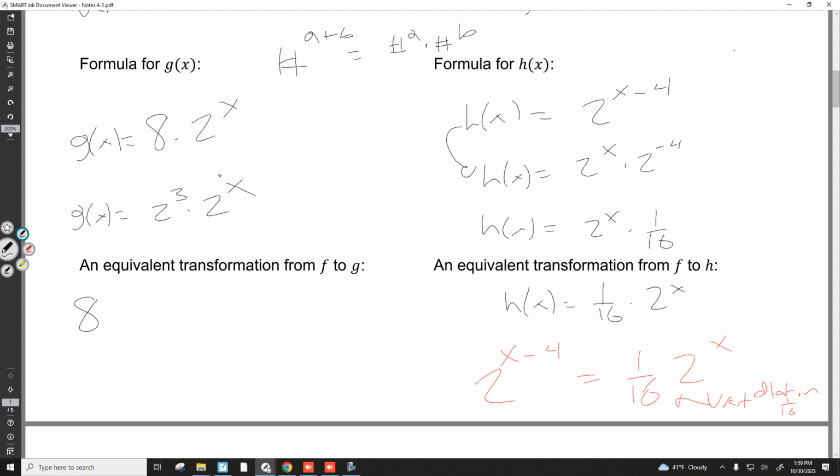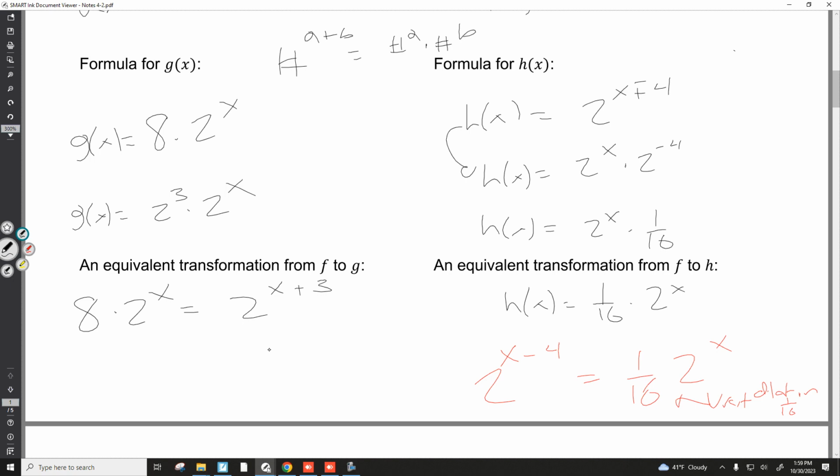Yeah, that was a minus, so I had a minus. This is plus a negative. So 8 times 2 to the x equals 2 to the x plus 3, which means a vertical dilation of 8 is equivalent to a horizontal shift left 3 for 2 to the x.